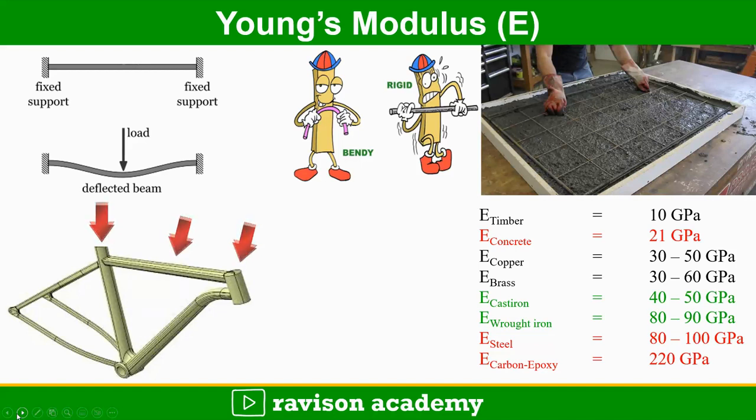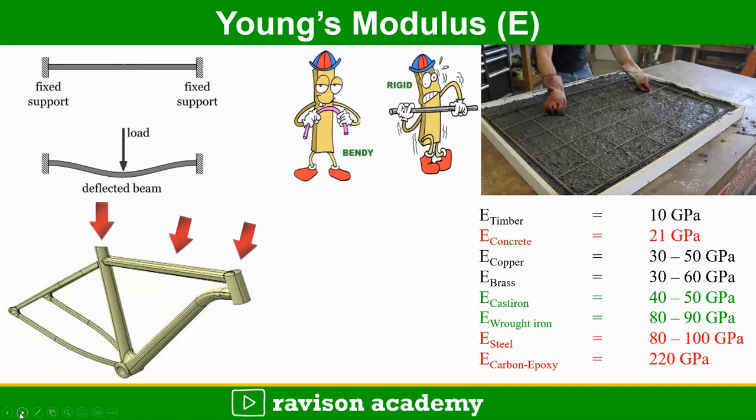Similarly, take the example of the beam. So the plain concrete has 21 gigapascal. Reinforcing the steel with the Young's modulus of 80 to 100 gigapascal makes the concrete slab stiffer, thereby avoiding the deflection or having the minimum deflection.